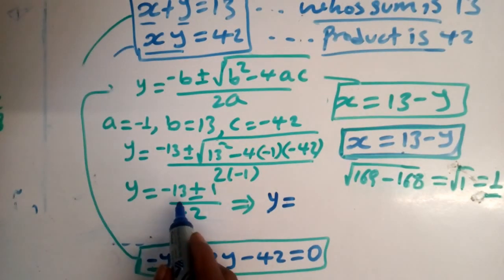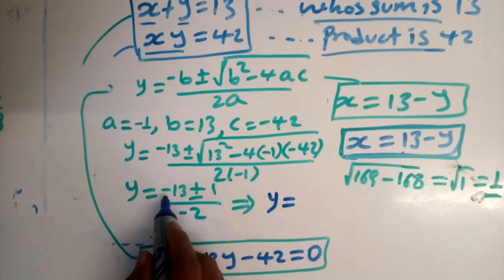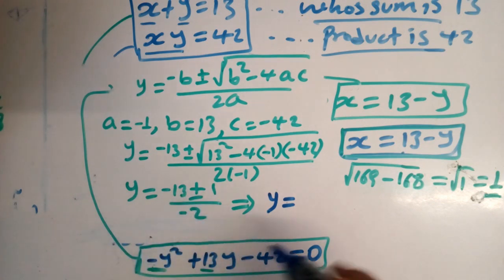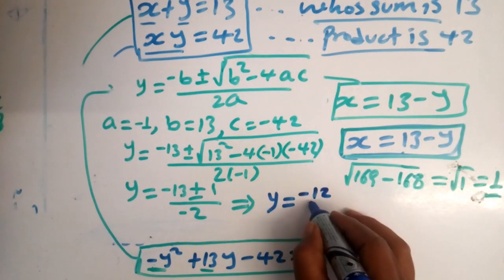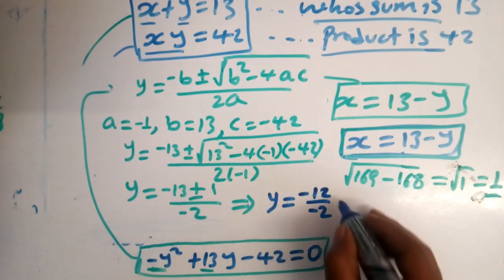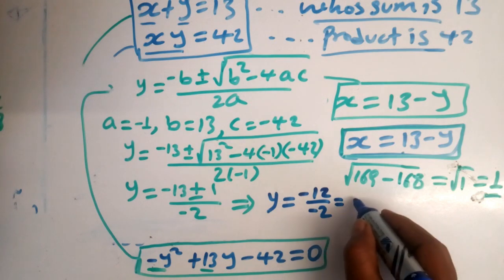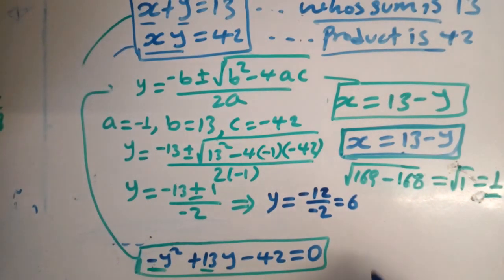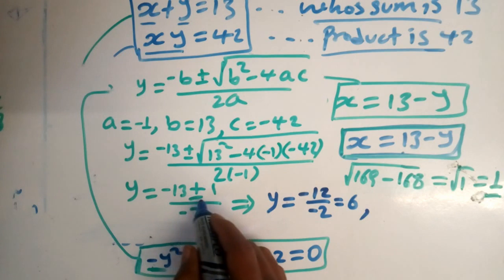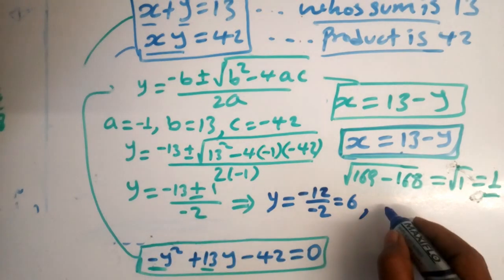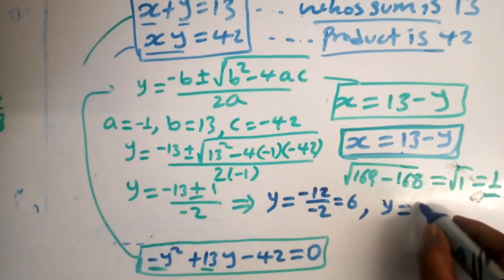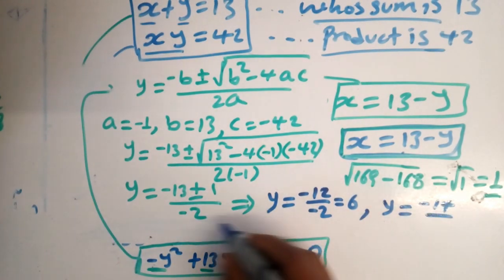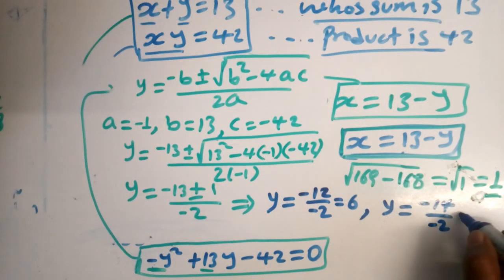Let us first use the plus, the addition side: minus 13 plus 1, which is equal to minus 12, over minus 2. This gives us positive 6. Second, let us use the subtraction. Y is equal to minus 13 minus 1, which is minus 14, over minus 2, which gives us 7.